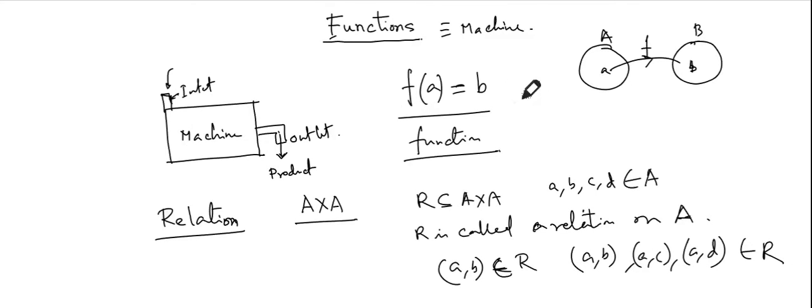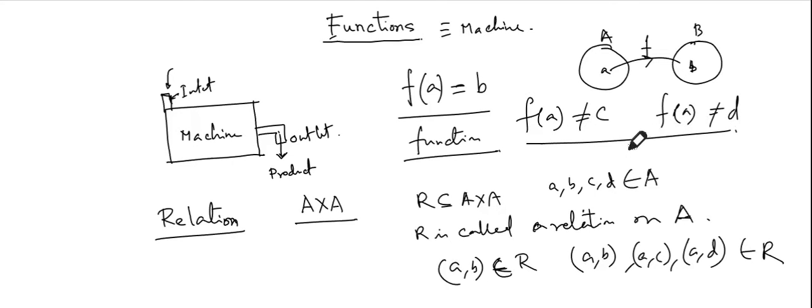If f(a) equals b, then f(a) cannot be equal to c, or f(a) cannot be equal to d. If f(a) equals b, then always f(a) equals b. f(a) cannot be equal to c, or f(a) cannot be equal to d. So this is the definition of a function.